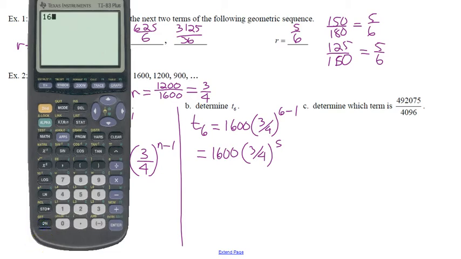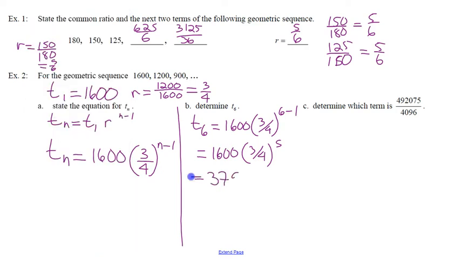So 1600 times, and let's put this in brackets. So I'm going to go bracket 3 divided by 4, close bracket, to the power of. Now, if you like, you could put bracket 6 minus 1 bracket, so you could just type this in. Just make sure you put brackets. But we've already worked it out, so let's just say 5. And we get 379.6875. It's 4 decimals. It ends there, though, so let's just leave it as the 4 decimals.